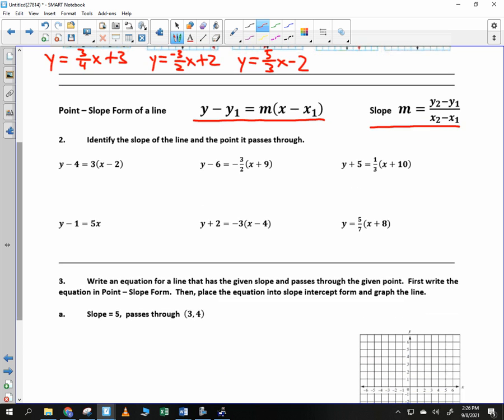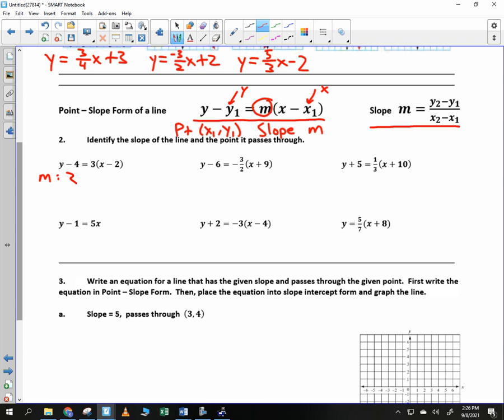What is point-slope form? Point-slope form tells you a point. The point is x1, y1. And the slope is m. Notice the slope is here. And then the point is the x value is here and the y value is here. So before we can write equations for lines, we need to understand how to identify the point and the slope by looking at it. Looking at this equation, can you tell what the slope is?